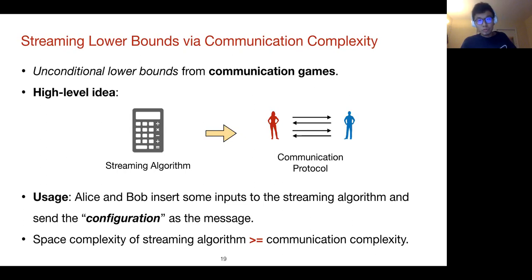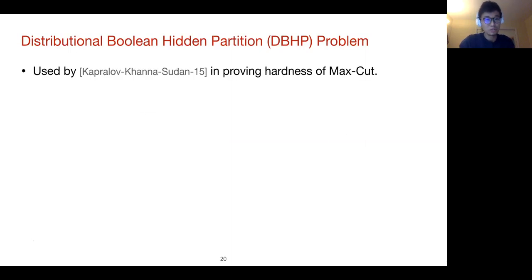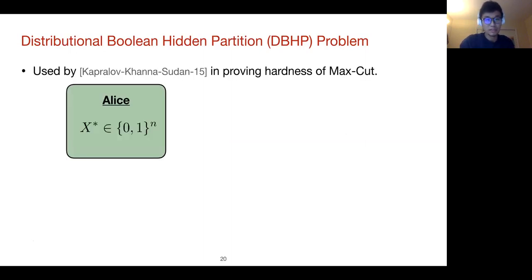Okay, so in order to show the lower bound for our problem of interest, we need to find the corresponding communication gain. And we use this distributional Boolean hidden partition problem from the previous work. This is exactly used by the previous work of Kapralov, Kennedy, and Sudan, which shows a root n lower bound for Max-DICUT. And the problem is like this.